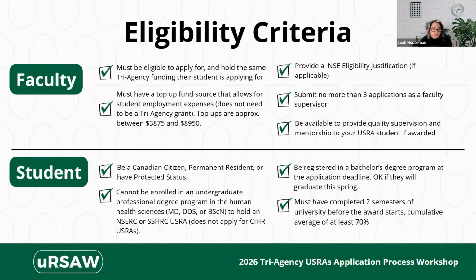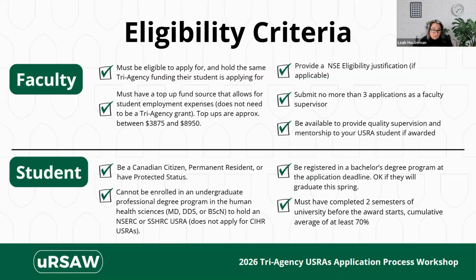They must be enrolled in an undergraduate program at the time of application. It is okay if you will graduate in the spring, as long as you are currently enrolled right now. For NSERC and SSHRC, the student cannot be enrolled in a professional undergraduate program like an MD, a DDS, or a Bachelor of Science in Nursing. However, they can be enrolled in one of those if they're applying for a CIHR USRA.